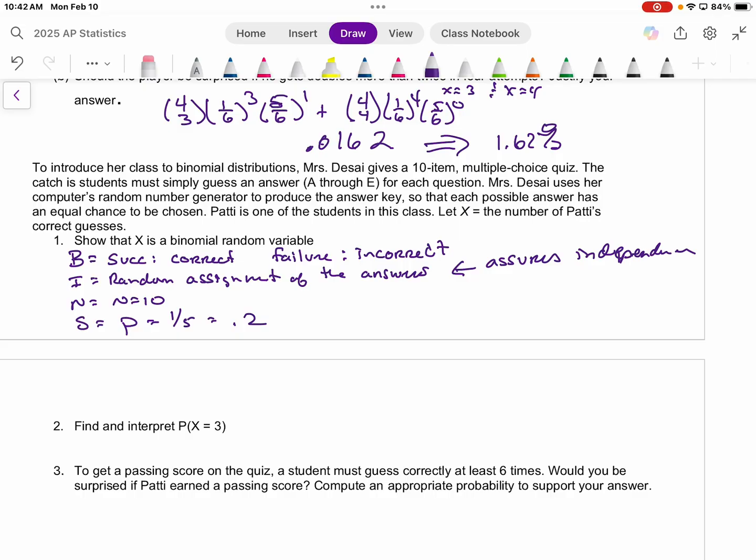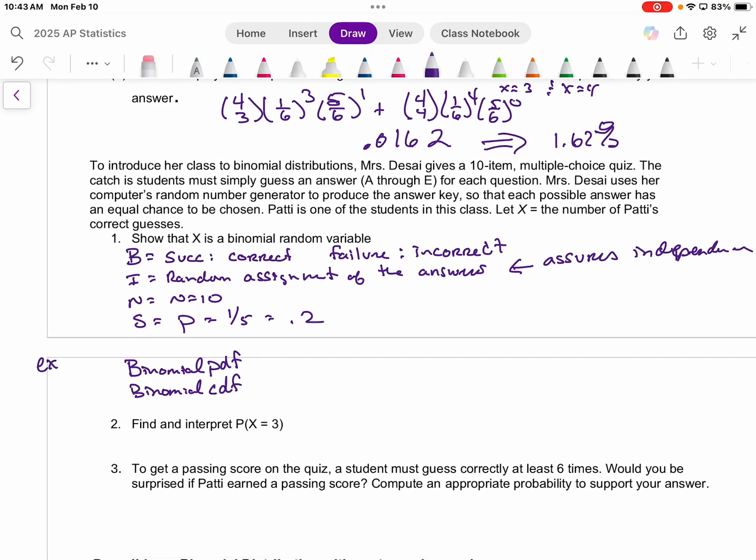So now they ask us to go through and find and interpret what X equal to 3 is. So we want that they get 3 correct. Okay, so now, can we do it a little bit faster? You okay with trying to learn a faster way? Or do you want to do a long, drawn-out way? Faster? All right, faster. All right, so again, we are doing a binomial. And we have 2 options in our calculator. We have what's known as a PDF and a CDF.